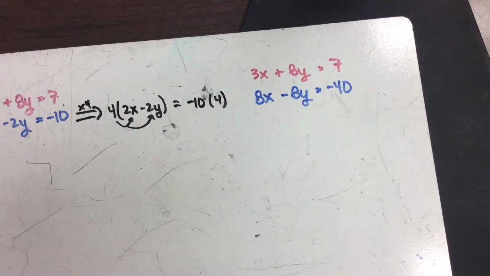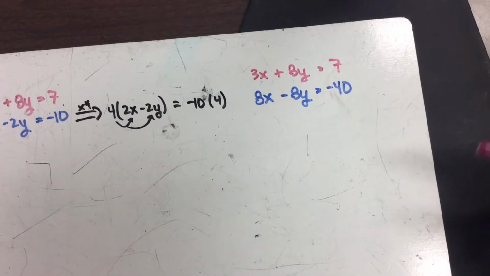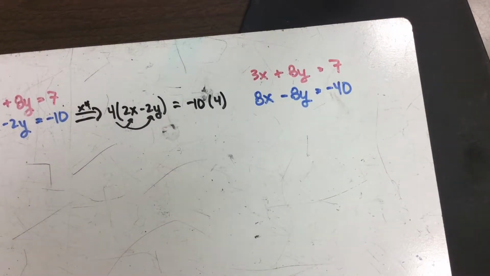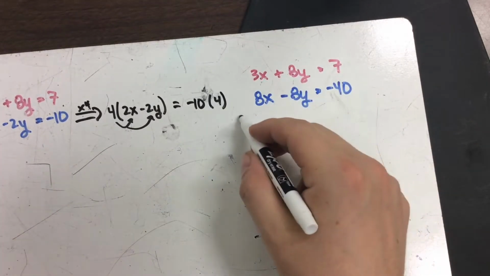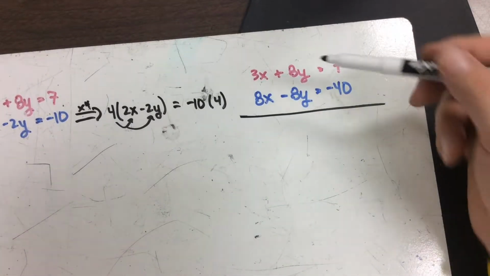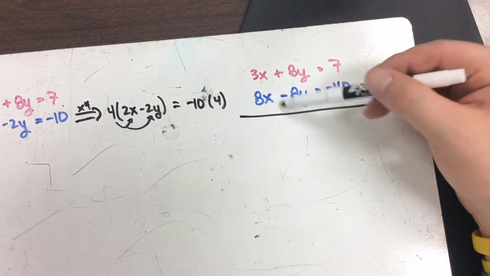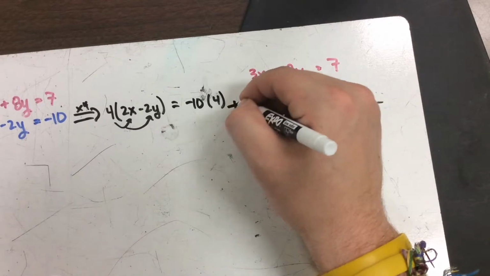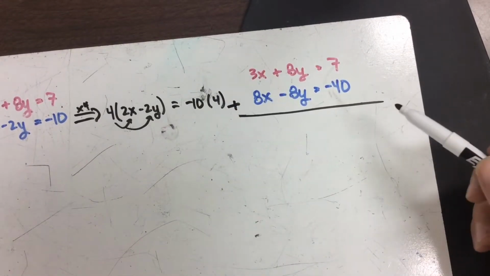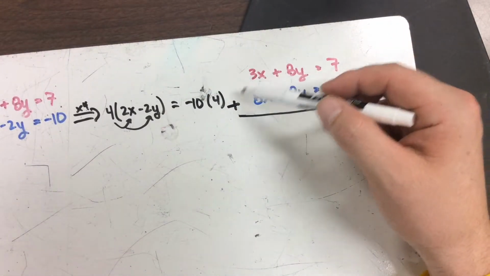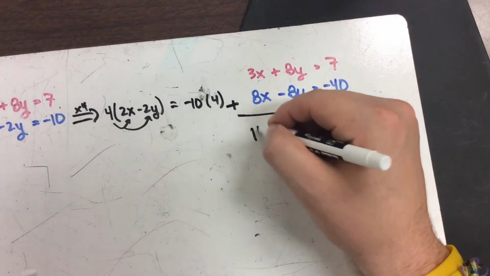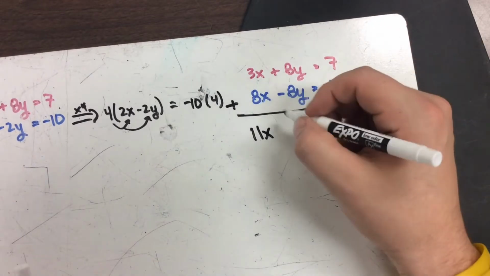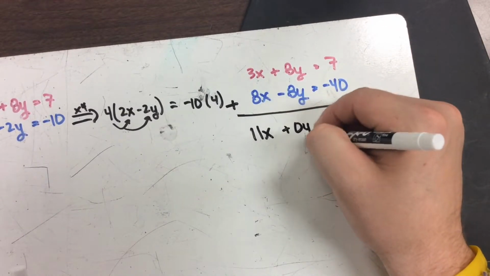And now that I've done this multiplication, I am set up for elimination. The y's both have 8s in front of them. So I'm going to go right at it. I'm just going to draw my line, and I'm going to decide how am I going to make +8 eliminate -8. That's going to be addition. So I'm going to add. And now I'm going to walk through each one. So 3x plus 8x is 11x. 8y plus -8y is 0y.